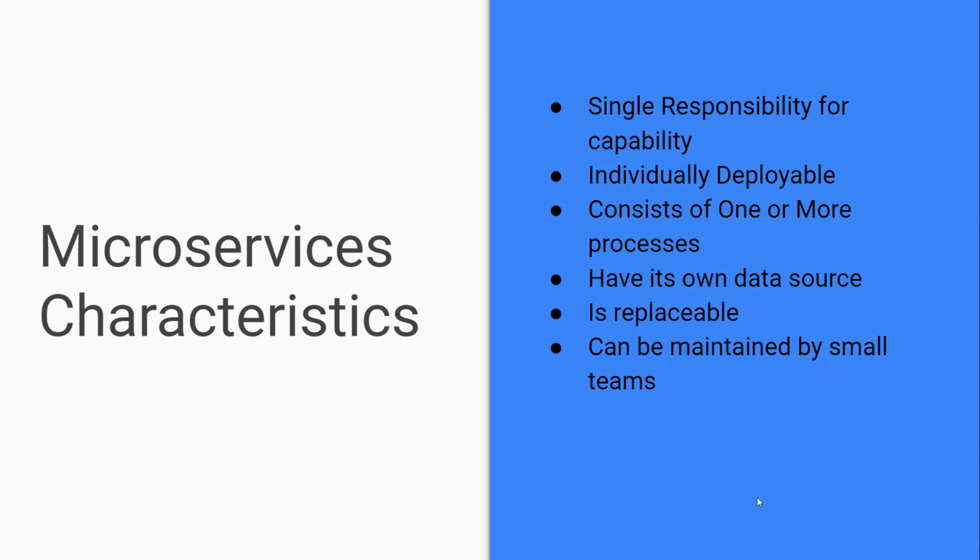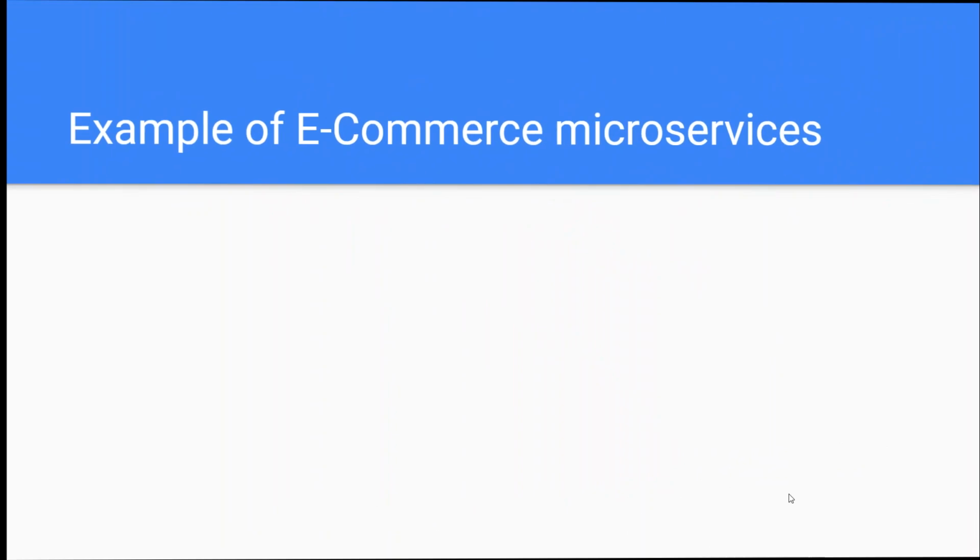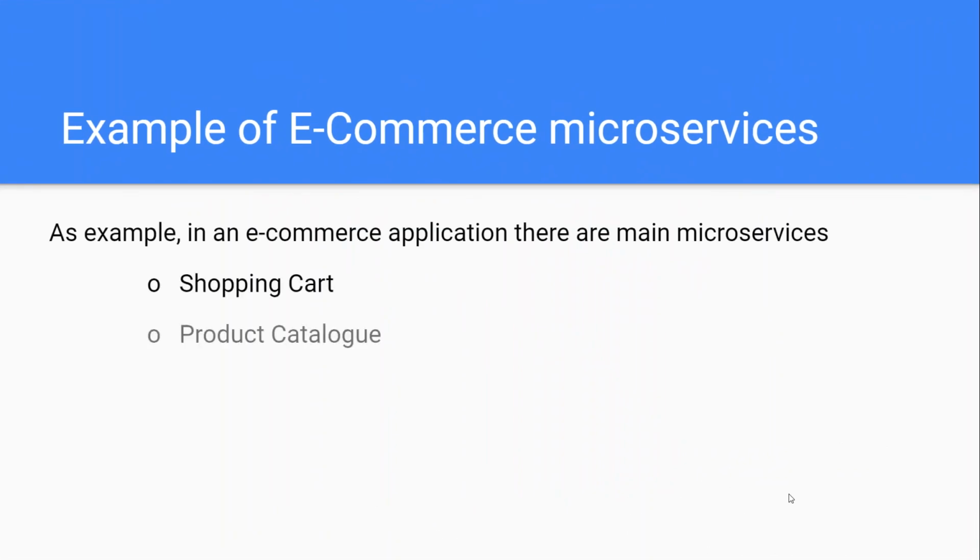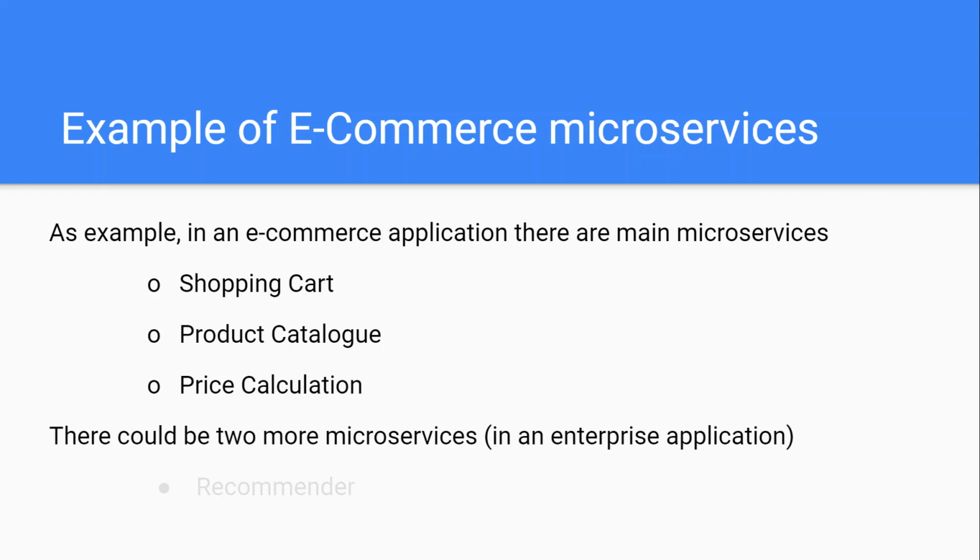Now, we'll come back to the explanation of these characteristics a bit later, and let's go to the example of e-commerce microservices. The e-commerce application that we see in daily life, a shopping cart, could be written with microservices such as shopping cart microservice, product catalog microservice, a price calculation microservice, and there could be 2 more microservices in an enterprise or big real life application, such as the recommender microservice and the shopper tracking microservice.